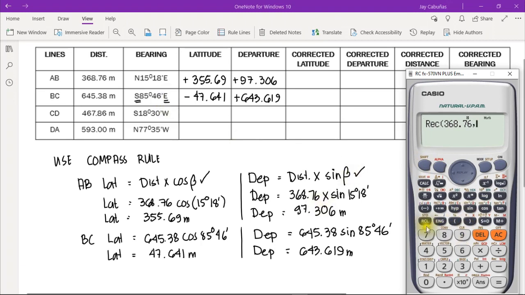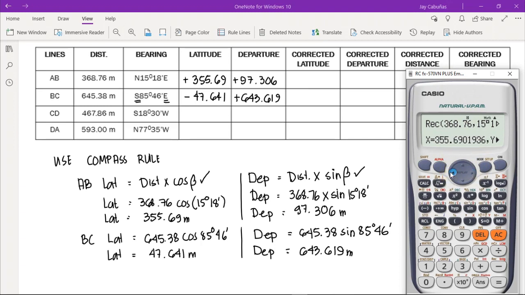Then the angle, we have 15 degrees 18 minutes. Okay, then close. So you have to press the equal button, then you have here. Now the problem is, if you want to use the calculator in solving the value for latitude and departure, you need to be careful on which latitude and departure you want to choose.